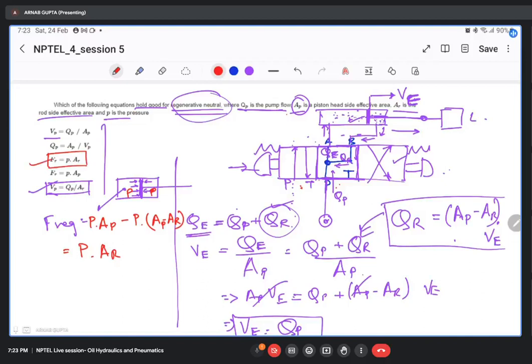So this is the regenerative force that you're getting additionally. As soon as you bring it into the neutral position, this will extend very fast and it will hang there. Then suppose you push this button, it will retract.